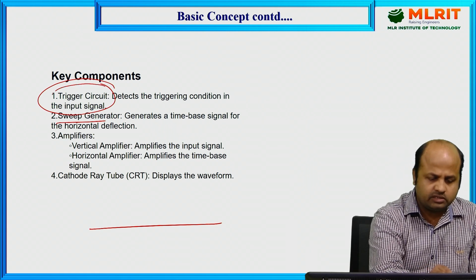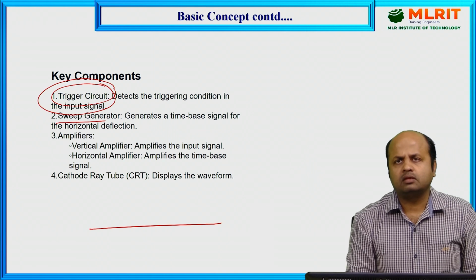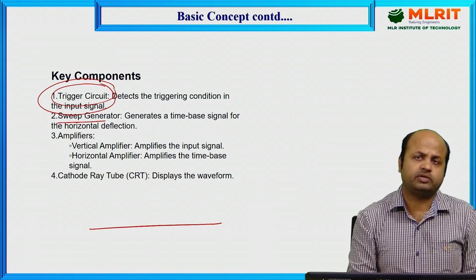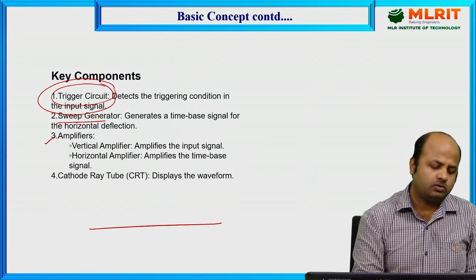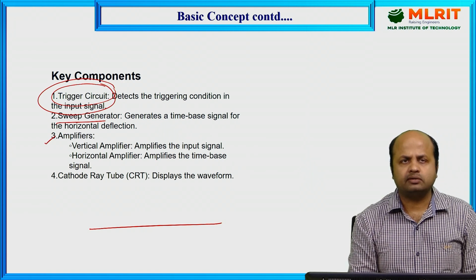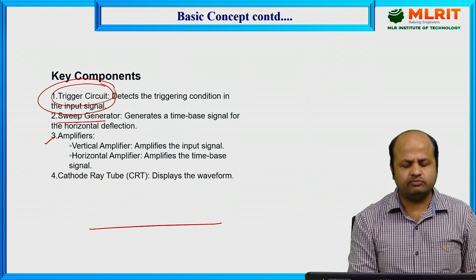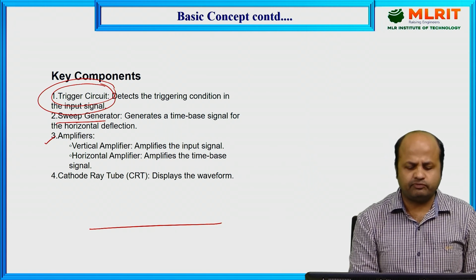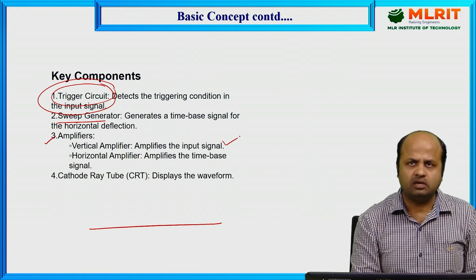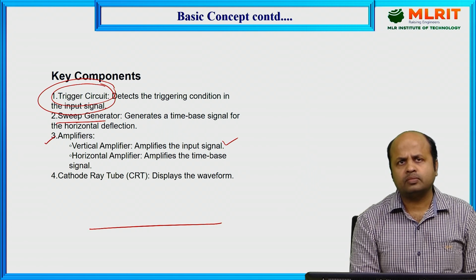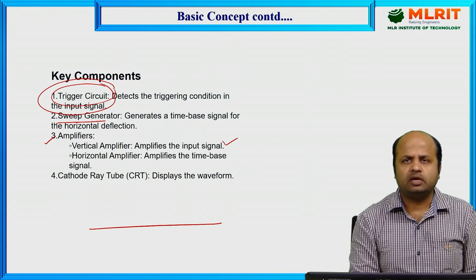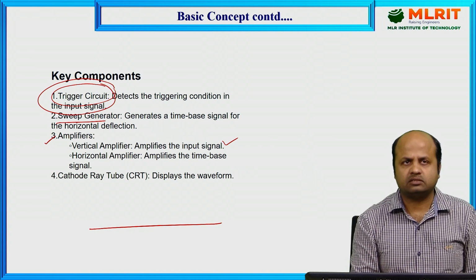But triggering circuit will be used in the triggered sweep CRO. That is the only difference between the normal CRO and the triggered sweep CRO. Then third component, we have amplifier. In amplifier, already in the normal CRO we have seen that there is vertical amplifier and horizontal amplifier. Vertical will amplify the input signal which you want to visualize, and horizontal amplifier will amplify the time-based signal for the proper deflection of the electron beam toward the horizontal axis.